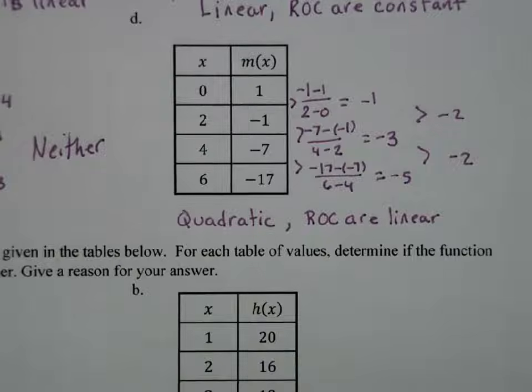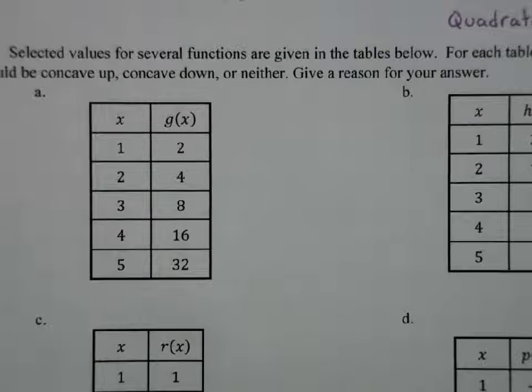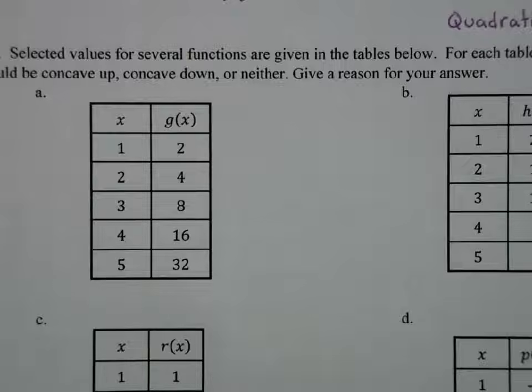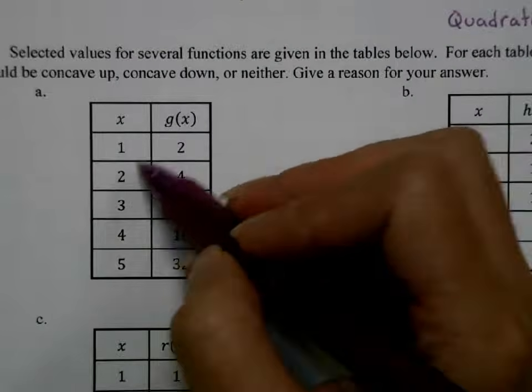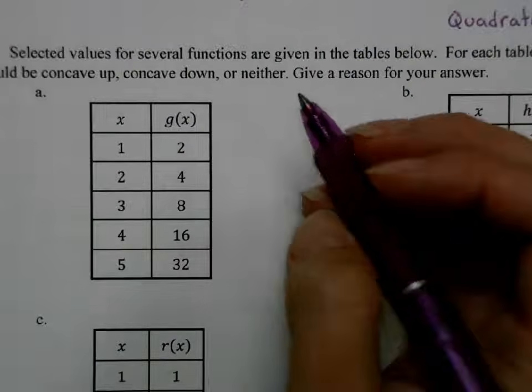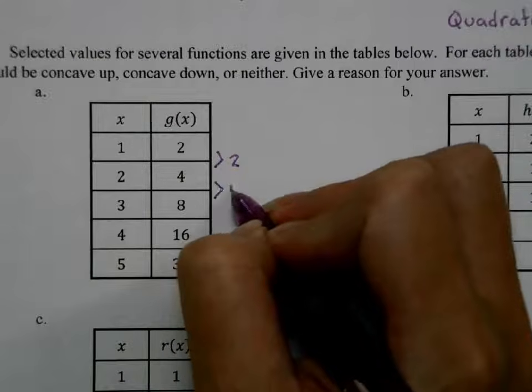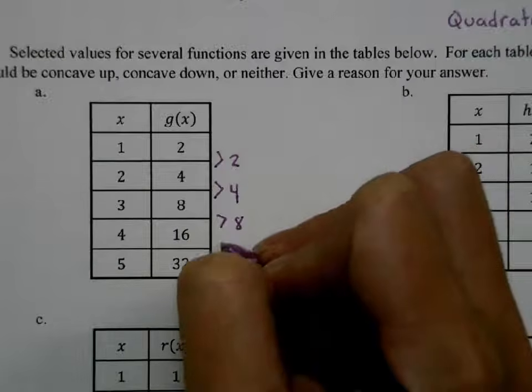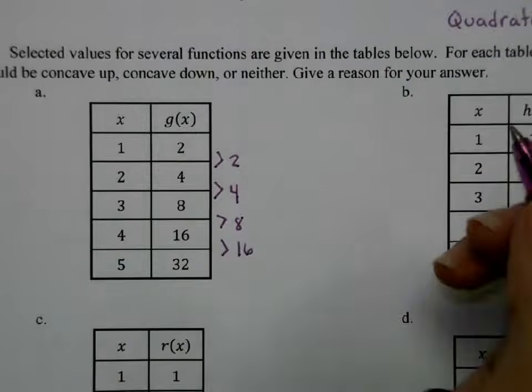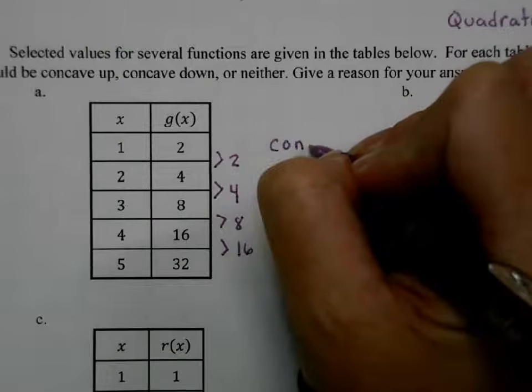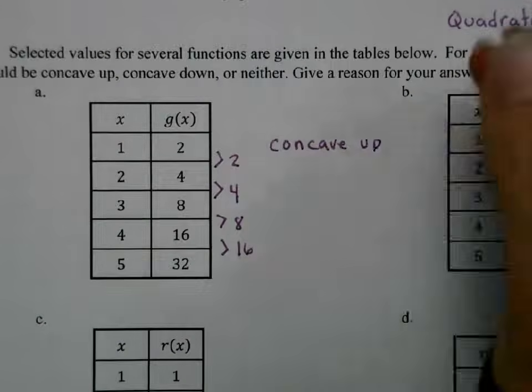Okay, now we're going to look at these tables of values to determine concavity. Just like with the graphs, if the rate of change is increasing, our graph is concave up. If our rate of change is decreasing, our graph is concave down. So these are all going to be this over 1. And I'm really just looking for, are the rates of change increasing or not? So here I'm going up 2. Here I'm going up 4. Here I'm going up 8. Here I'm going up 16. So the rates of change are increasing, so our graph is concave up because my rate of change is increasing.